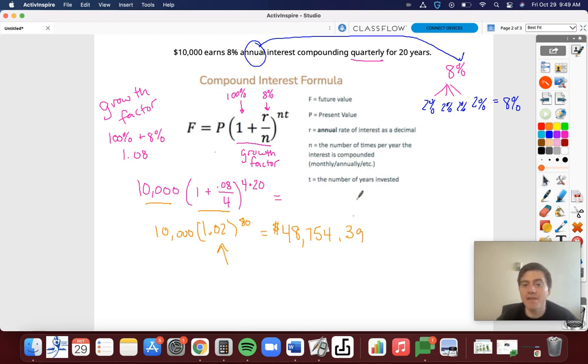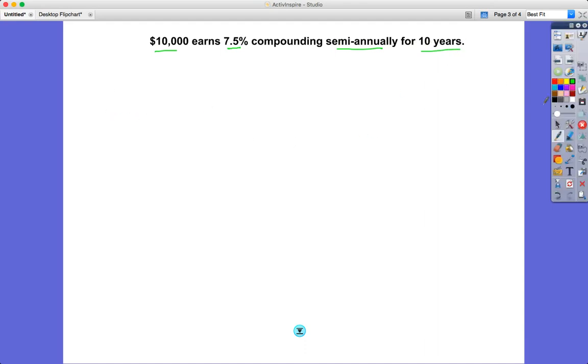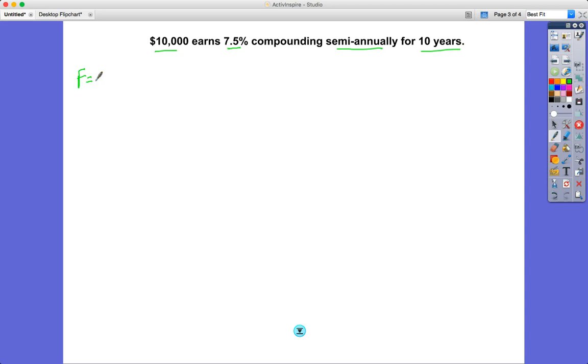So let's go through. I'm going to give you a few examples here. We've got 10,000 earns 7.5% semi-annually for 10 years. Okay, here's what I think we should do. We're going to write out the formula, 1 plus r over n to the nt. Okay, and then we're just going to list these things. What do we have? This is going to make it easier for you, especially when what you're given is getting kind of mixed up, which we'll talk about next week. But we don't know this. This is what we're looking for.